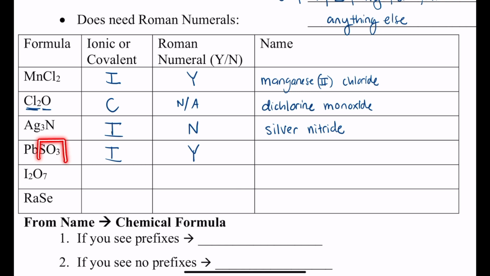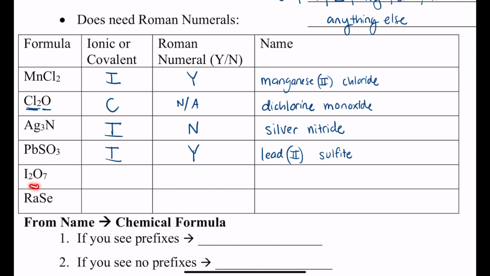If you look up this ion, this is a sulfite ion, and it has a 2- charge. So lead must have a 2+ charge to cancel that out. So we're going to call this lead 2 sulfite, sulfite being that compound there.